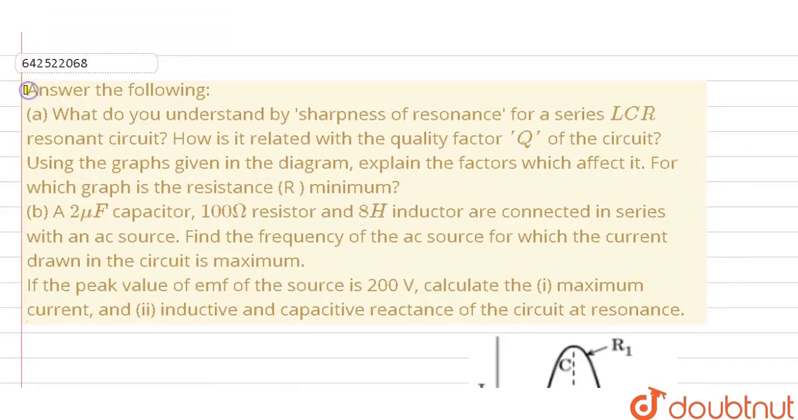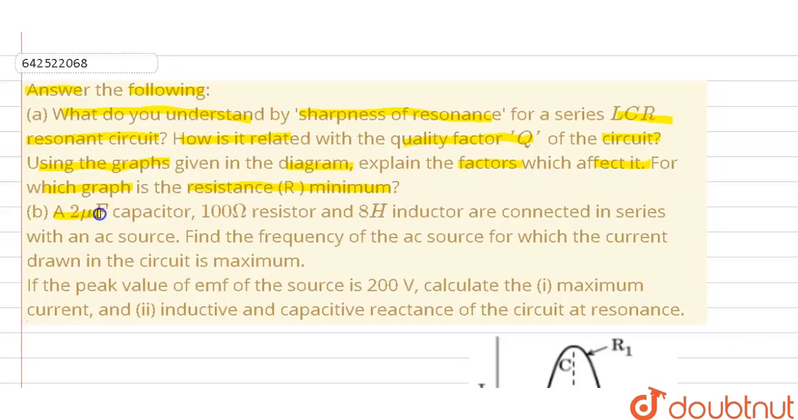Hello everyone, let's start with the question. The question says that answer the following. A. What do you understand by sharpness of resonance for a series LCR resonant circuit? How is it related with the quality factor Q of the circuit? Using the graphs given in the diagram, explain the factor which affect it. For which graph is the resistance R minimum?